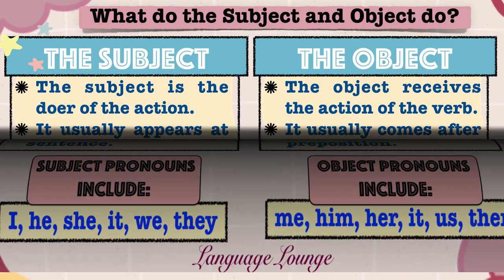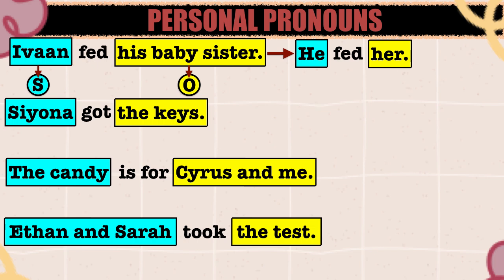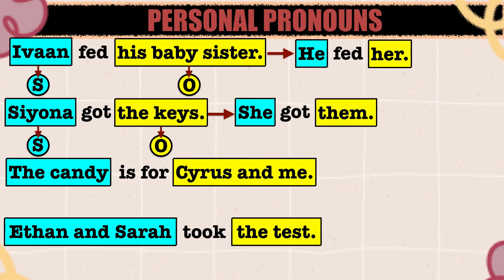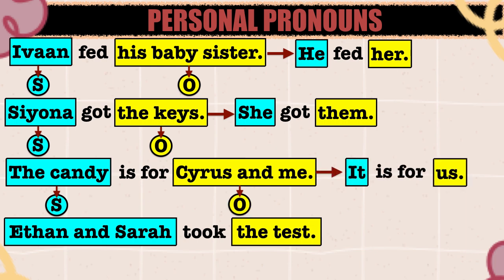Let's practice with more sentences. Fiona got the keys. Fiona, subject, doing the action. The keys, object, receiving the action. Rewritten with pronouns, she got them. Moving on to the next sentence. The candy is for Cyrus and me. The candy, subject, the main focus of the sentence. Cyrus and me, object, receiving the candy. Rewritten with pronouns, it is for us.